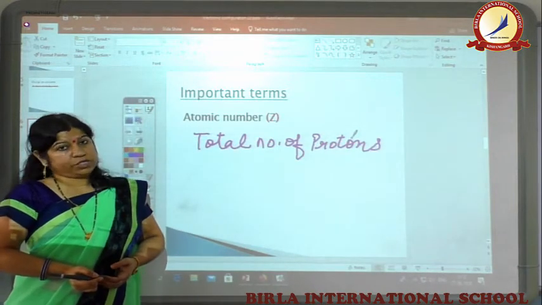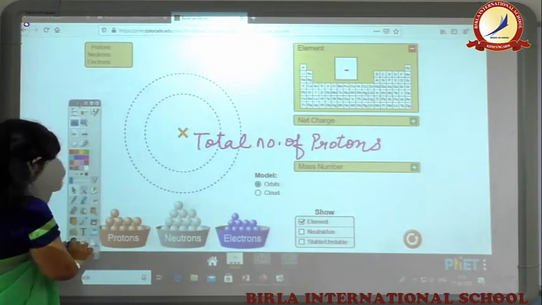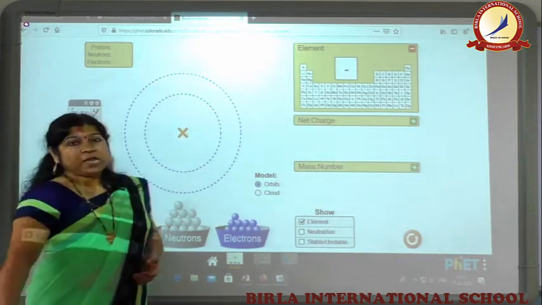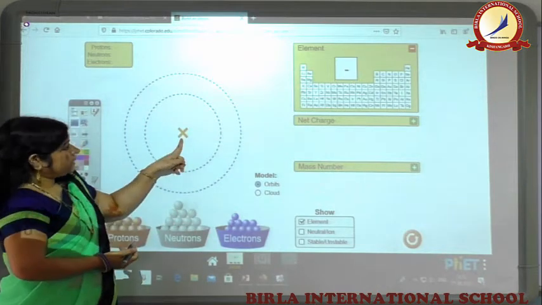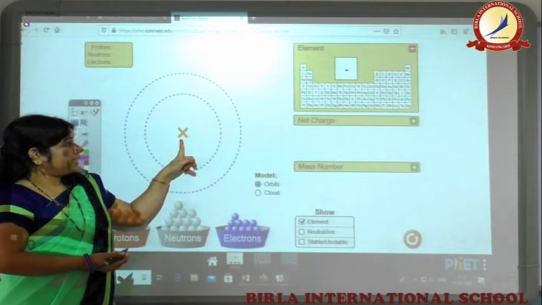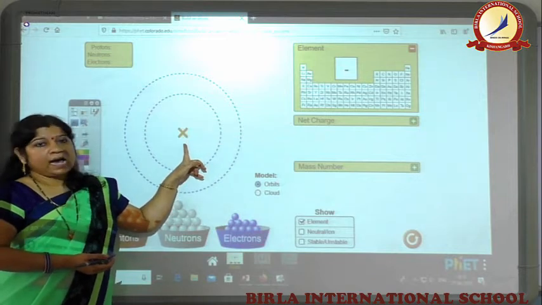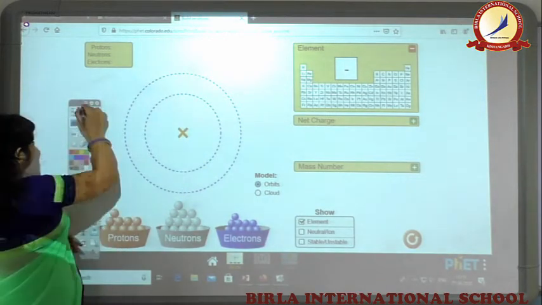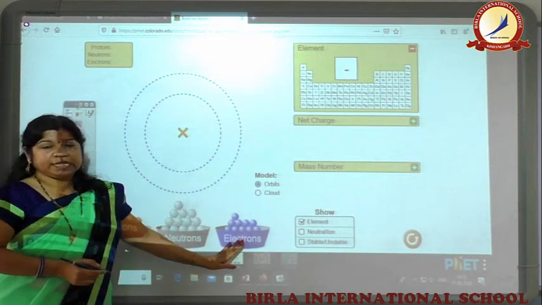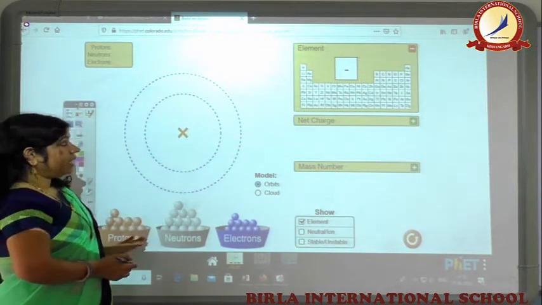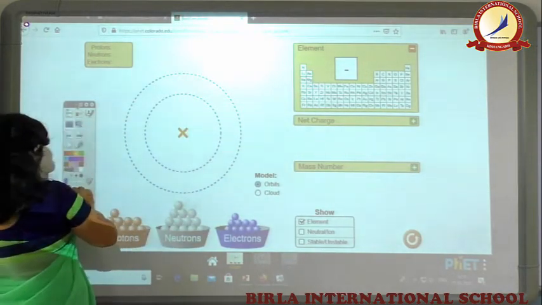Now let's do a small simulation to understand this. Here we are able to see the periodic table, and here we are able to see the atom. The center of the atom, which is being shown by a cross, is the nucleus of the atom, and we just discussed that the nucleus contains the protons and the neutrons. Now here we are able to see three bowls, and all these three bowls contain 10 protons, 10 neutrons and 10 electrons. So let's put the protons one by one and see what change is visible in the periodic table. So let's take one proton.